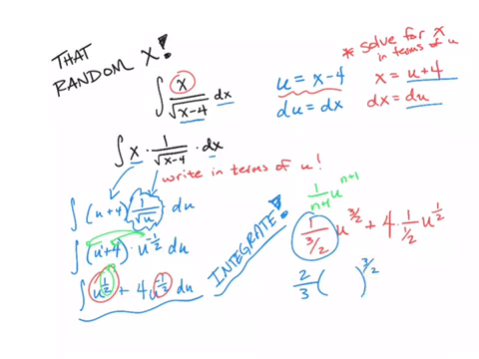And let's go ahead and plug what we had for u back in. Plug that baby back in. 4 times 2 is 8, and u is x minus 4. Look at this come together so nicely. And there's our final answer.